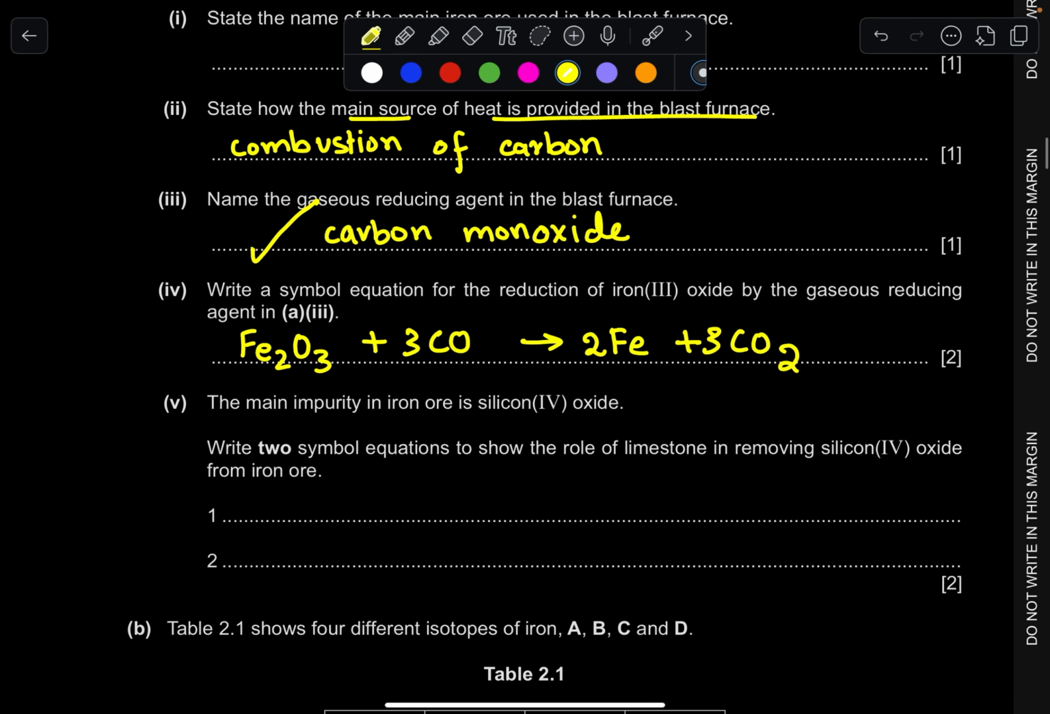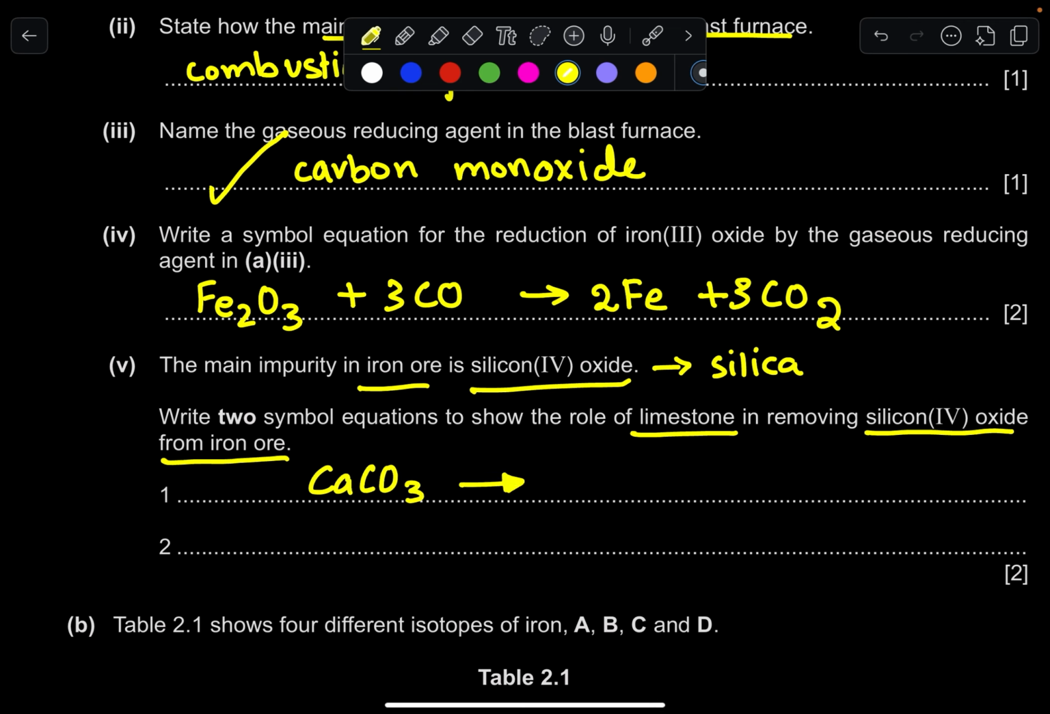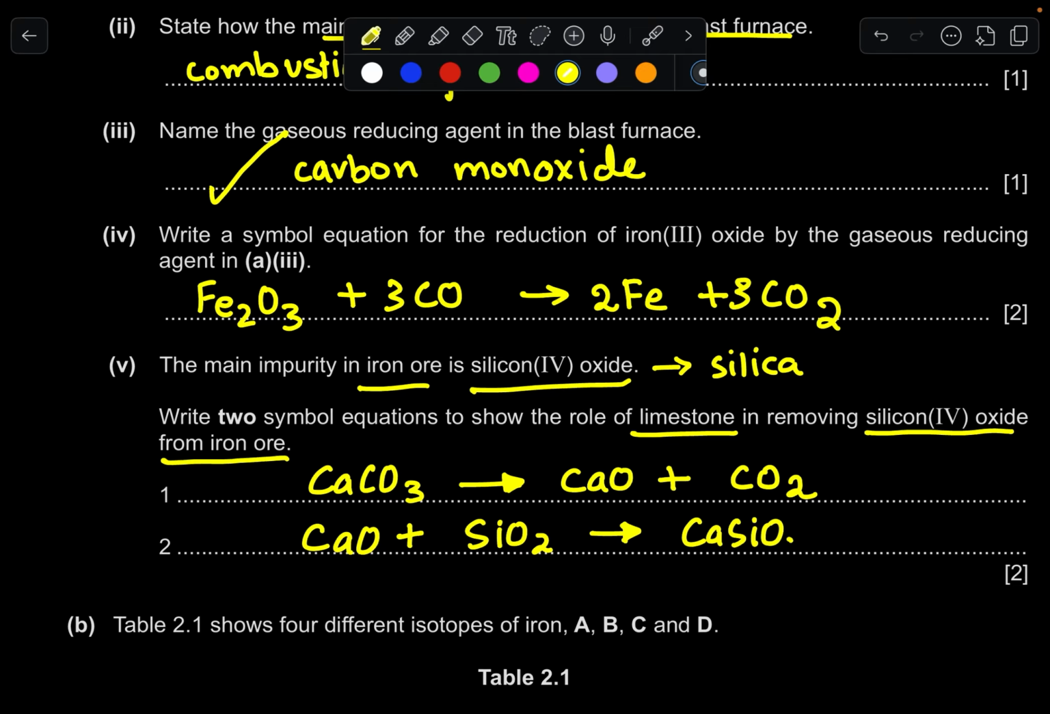The main impurity in iron ore is silicon dioxide, which you commonly call silica or your sand. Write two simple equations to show the role of limestone in removing silicon dioxide in the iron ore. So firstly, your limestone, which is your calcium carbonate, decomposes to form your calcium oxide plus carbon dioxide, right? It's going to decompose. And the second equation is that this calcium oxide that's formed is going to react with your silicon dioxide to form calcium silicate, which is CaSiO3, right?